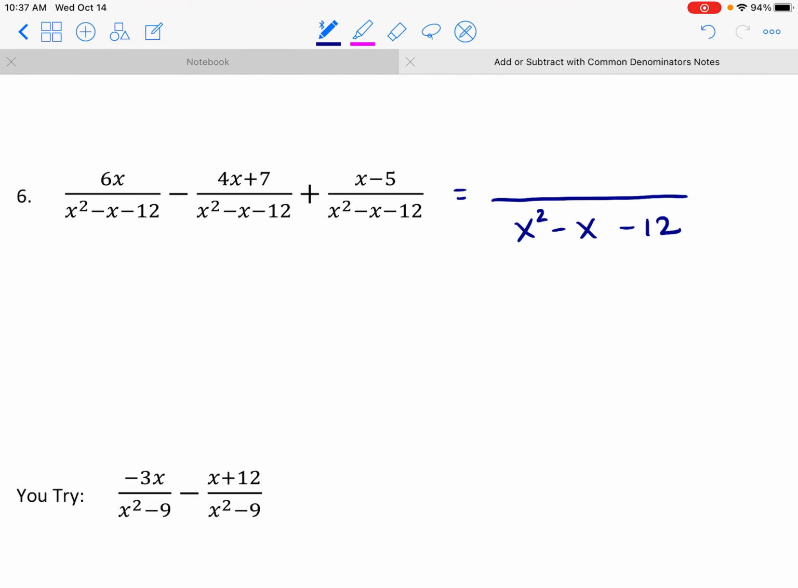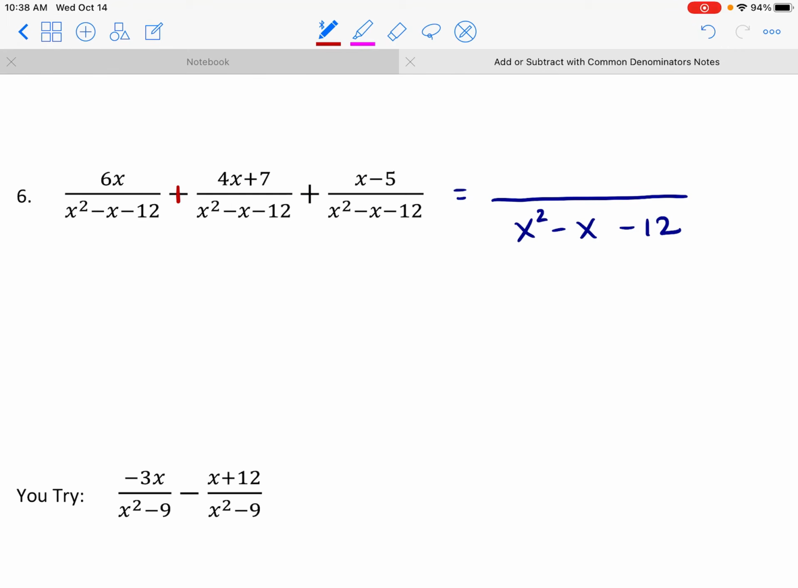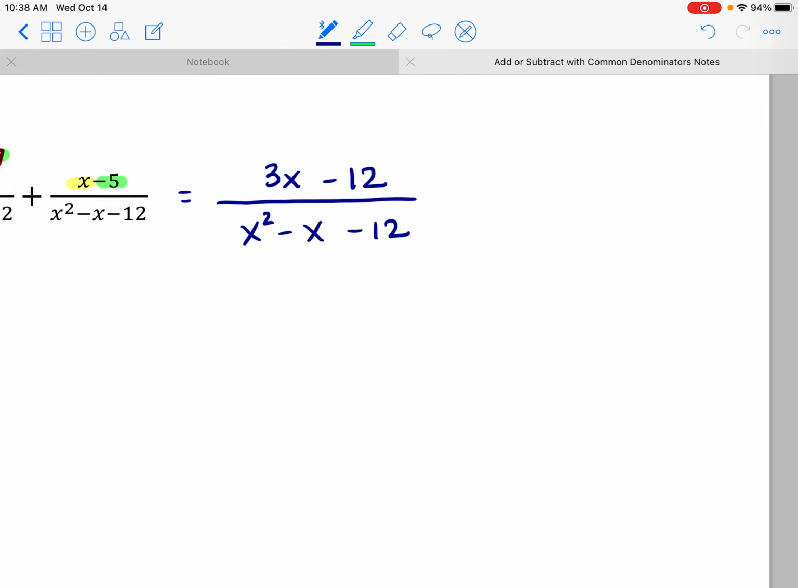Now, before we combine like terms, if there's a negative, let's distribute it. So let's change this to a negative 4x, change this to a minus 7, and now we can combine our like terms. So I have 6x's here, minus 4 here, plus 1 here. 6 minus 4 is 2, and then 2 plus the 1 gives me 3 x's to bring over. And then, let's see, we have a negative 7 here and a negative 5 here, which gives me a negative 12 to bring over.